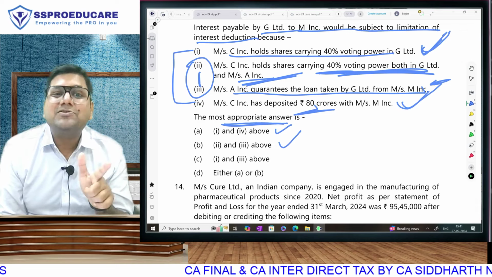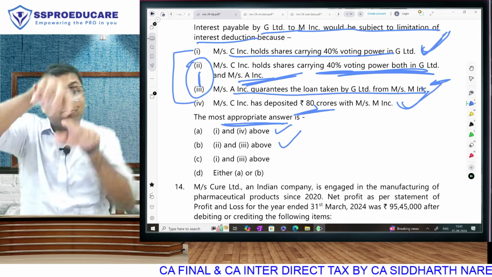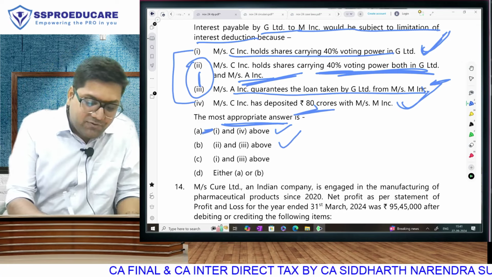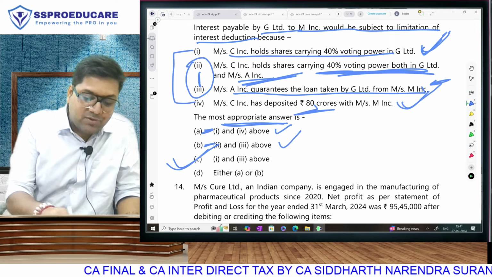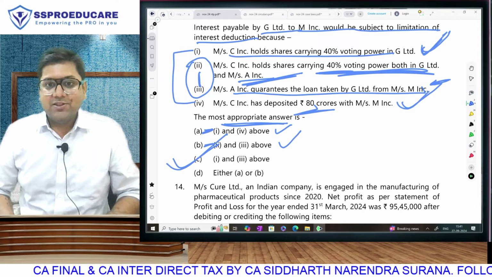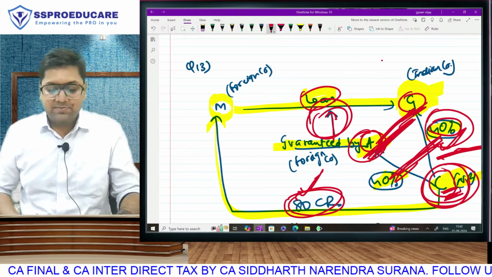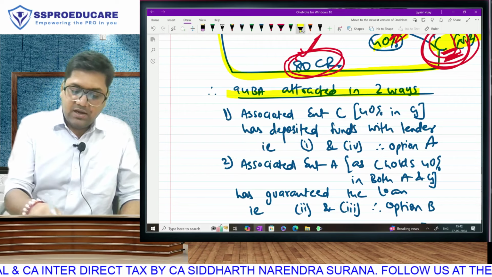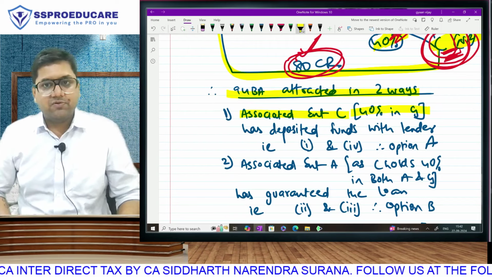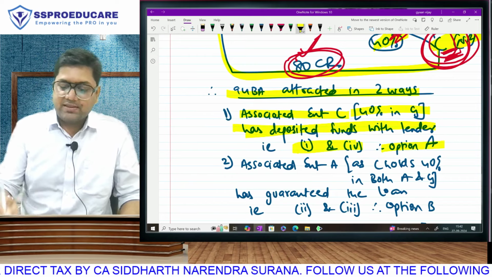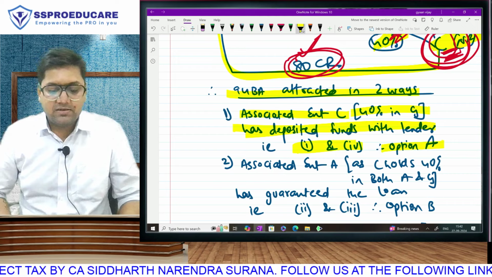Now why are C and A associated? C directly 40% and A, the common party having 40%. So this is also triggering 94B. This is also triggering, and therefore the most appropriate answer actually will become this. When both are triggering, the most appropriate answer actually will be this. 94B is getting attracted in two ways. Associated enterprise C. Why? Because of 40%. Has deposited funds with the lender. So 1 and 4 together get triggered. Option A becomes the right answer.